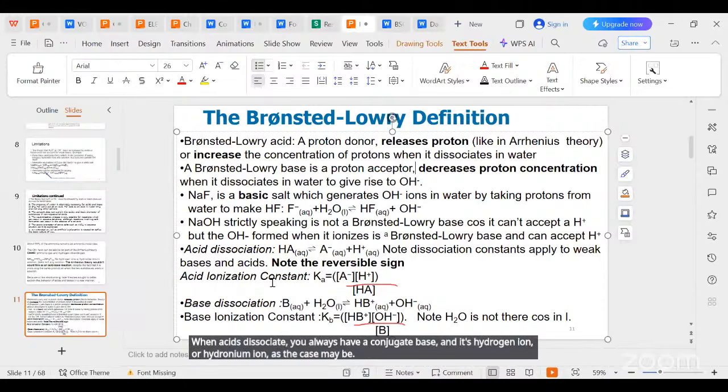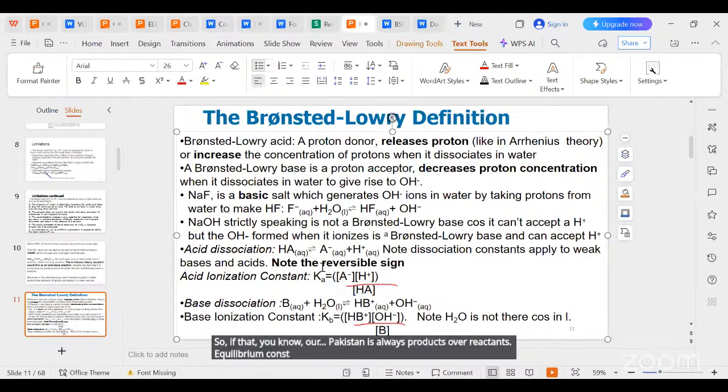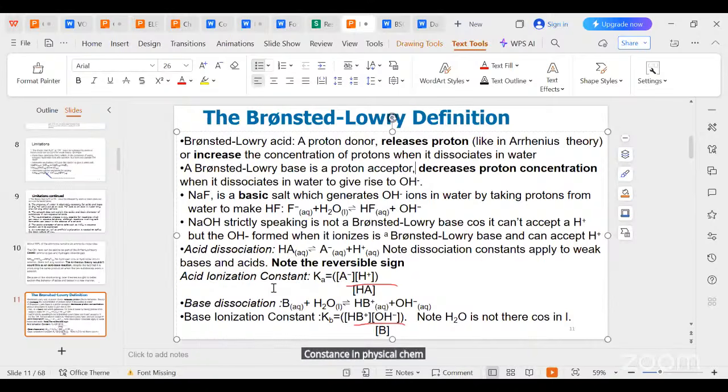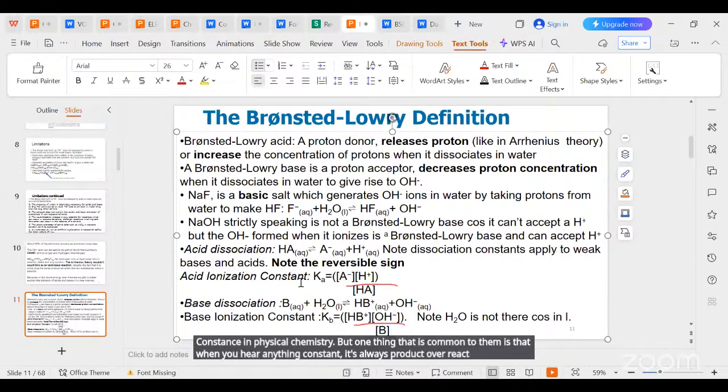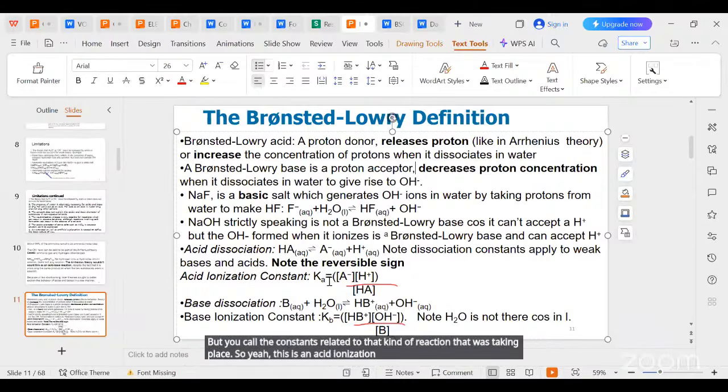And so our constant is always product over reactant, the equilibrium constant. There are different types of equilibrium constant, K ionization, K neutralization, there are all sorts of constants in physical chemistry. But one thing that is common to them is that when you hear anything constant, it's always product over reactant. So now this is the constant of ionization. For any reaction, we can have a kind of constant, and you name the constant after the kind of reaction taking place. So here, this is an acid ionization, so we say K acid ionization, product over reactant.